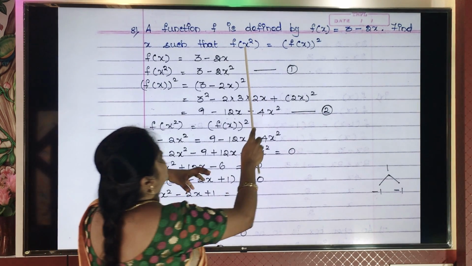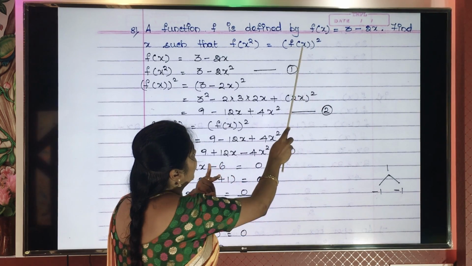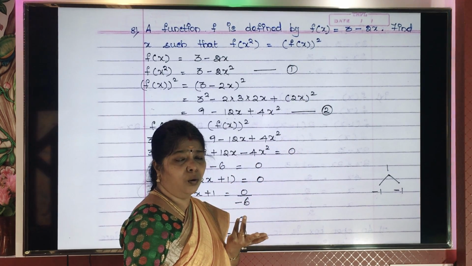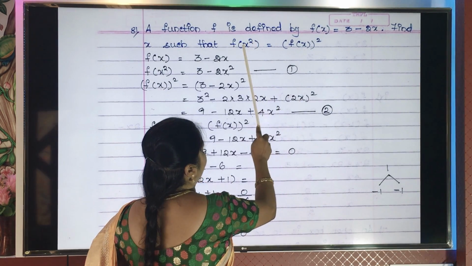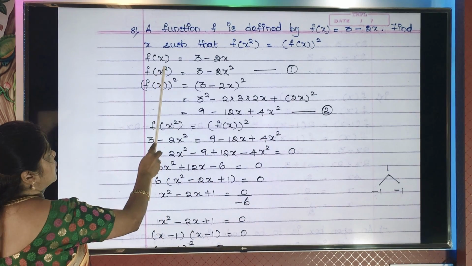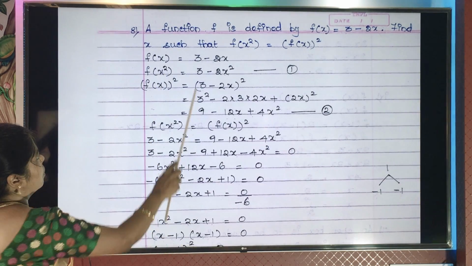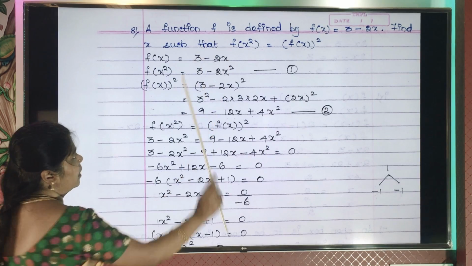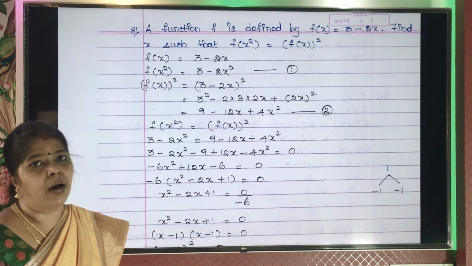According to the condition, I must know f of x squared. And then what I need to know? I need to know f of x the whole square. Both are not known to us. So first we need to find what is that. So let me find out what is f of x squared first. F of x squared. In the place of x, I will put x squared. That's all. So this becomes 3 minus 2 in the place of x. If I write x squared, it is 3 minus 2x squared. Keep this as equation number 1.